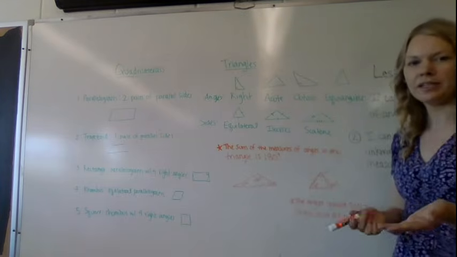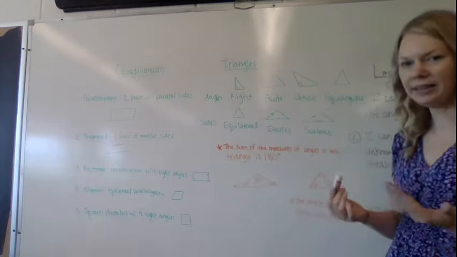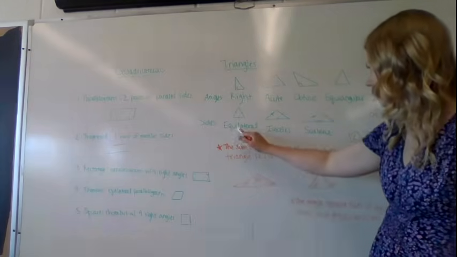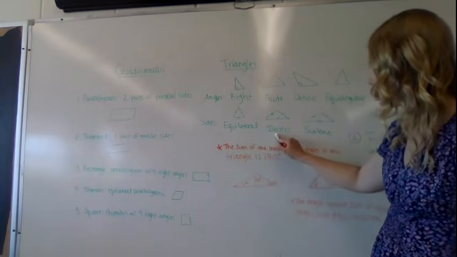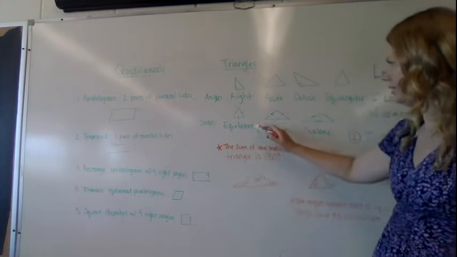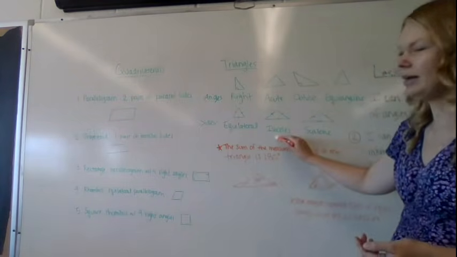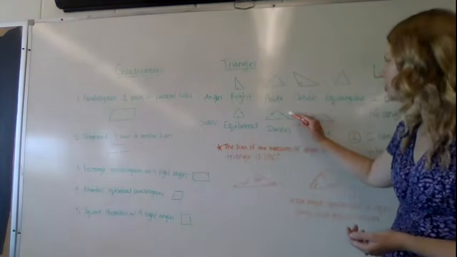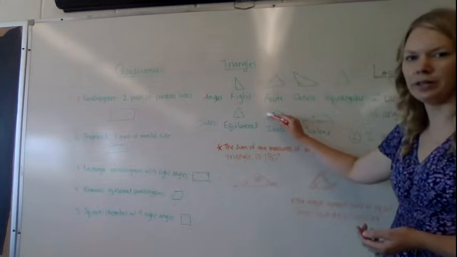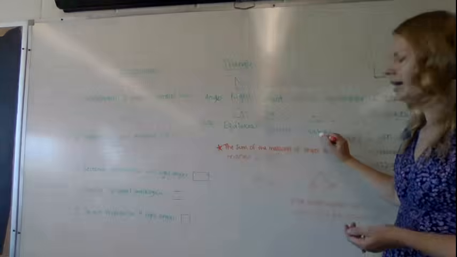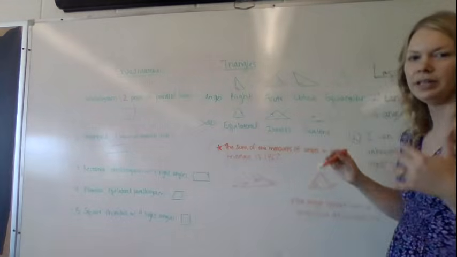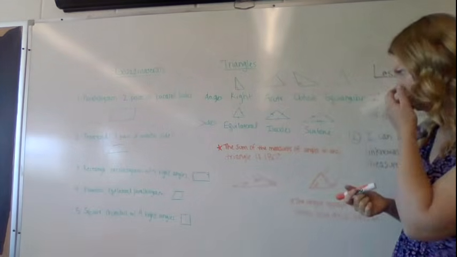We can also specify triangles by their side lengths. And so we have equilateral, isosceles, and scalene. So in an equilateral triangle, all 3 side lengths are equal to one another. In an isosceles triangle, 2 of the side lengths are equal to one another, and the other one is different. And in a scalene triangle, all 3 of the side lengths are different from one another.